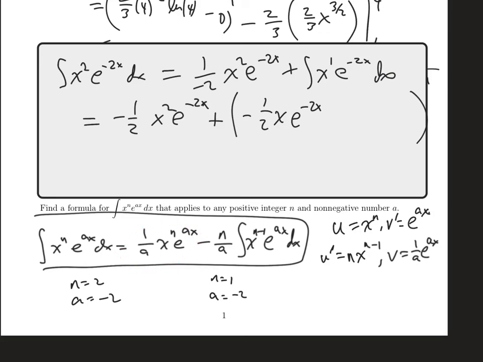And then I have minus n over a, which is going to be 1 over negative 2. So that's negative 1/2, so I'll make this plus 1/2 times the integral of x to the 0 e to the minus 2x. At this point, x to the 0 is 1. So this is just a normal integral of e to the minus 2x. So I know what that is. And so now I can just write down all the pieces that I have.